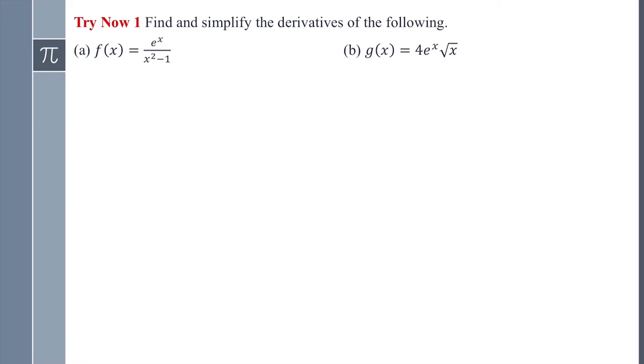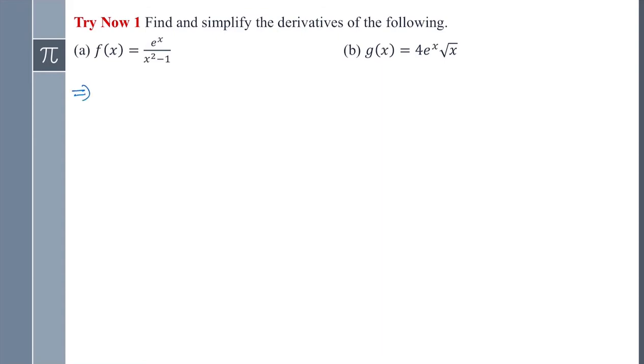So that was the product and quotient rule. So here is a problem for you to try. You can pause the video, do this problem, and then resume the video, and then check your work, okay? So we are going to do it now. So the first one is using the quotient rule.